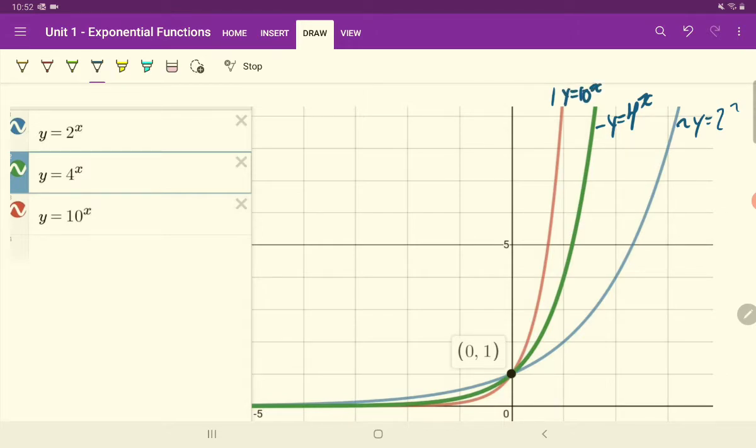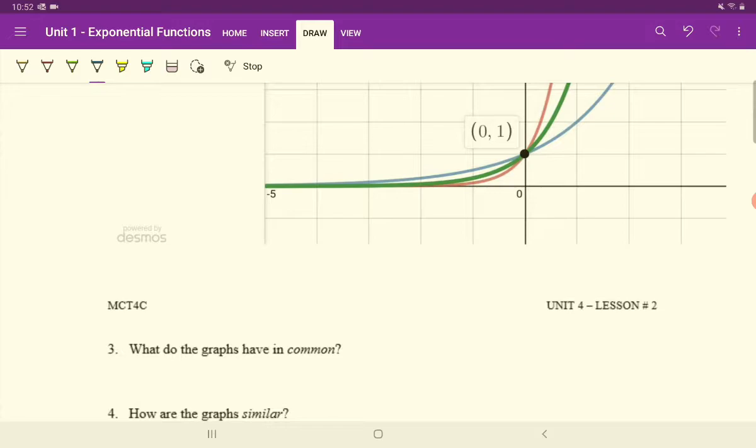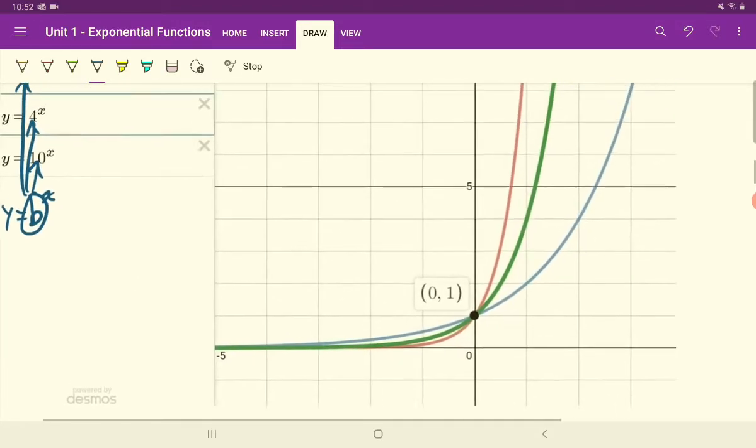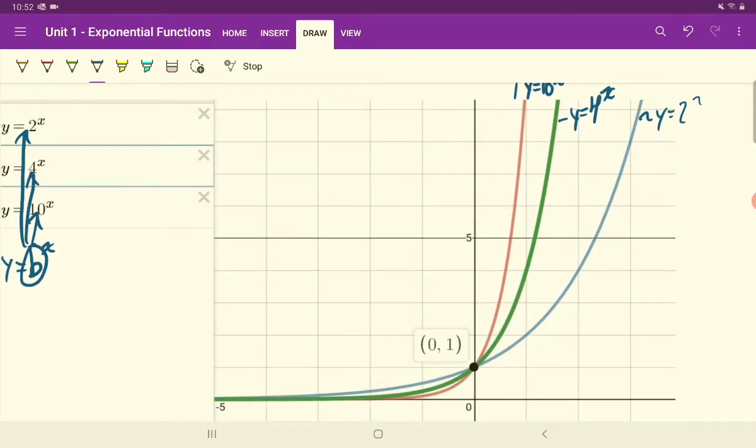All right, so let's try to decipher some differences between these three curves. Remember that our equation is in the form of y equals b to the x. Well, these are in that form, where b is just these base values here, 10, 4, and 2. So let's take a look now and answer some questions. What do these graphs have in common?